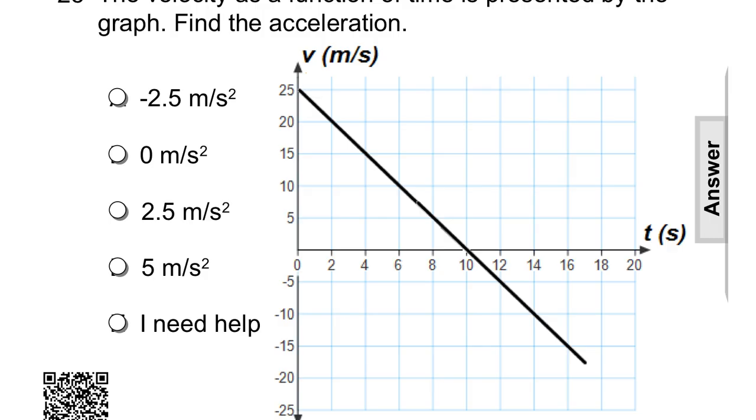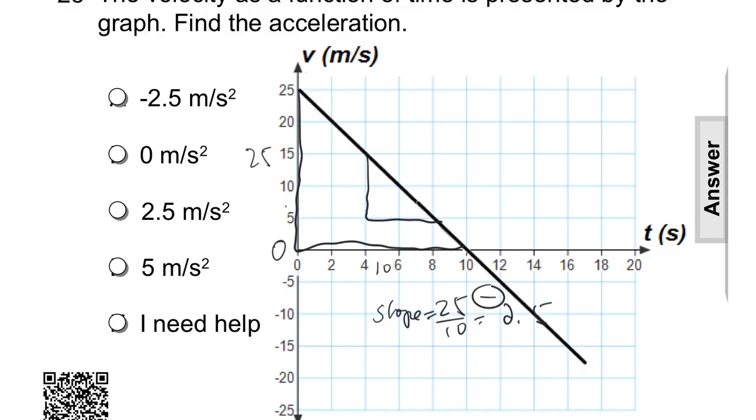Find acceleration. Again, you can do anything. You can make any box you want. I can make this triangle, I meant. So this is 25 over 10. But it's going negative, because it's downhill.